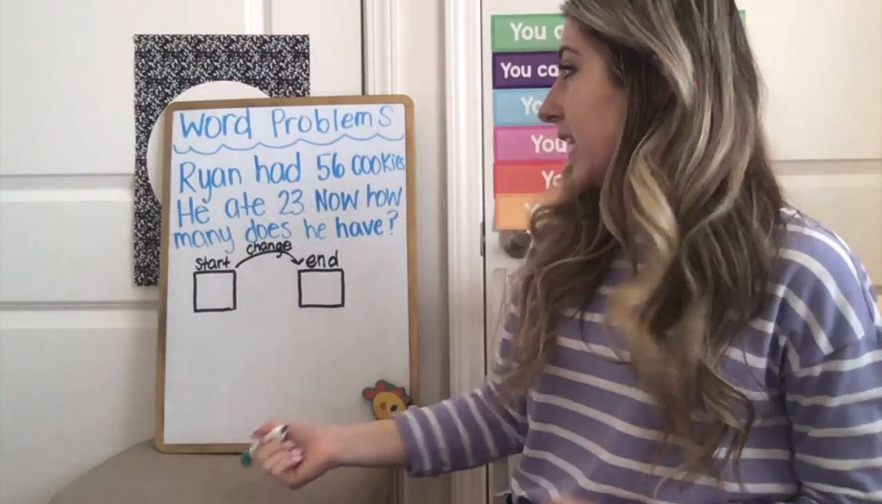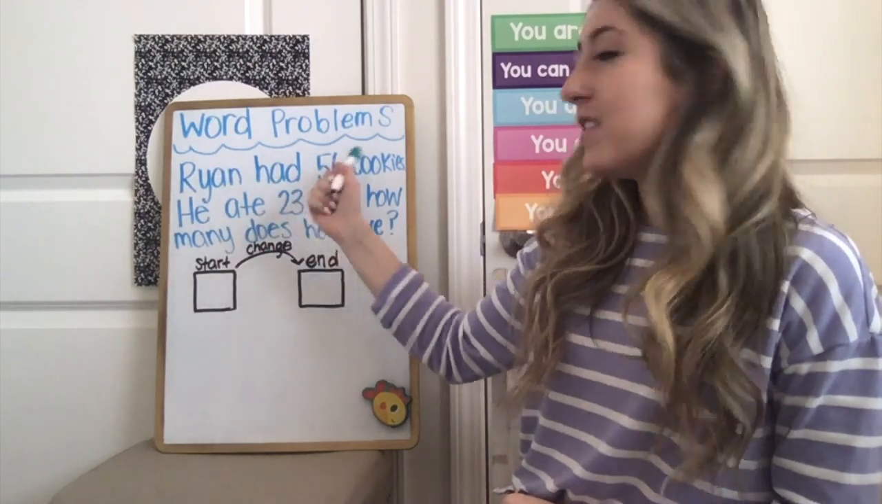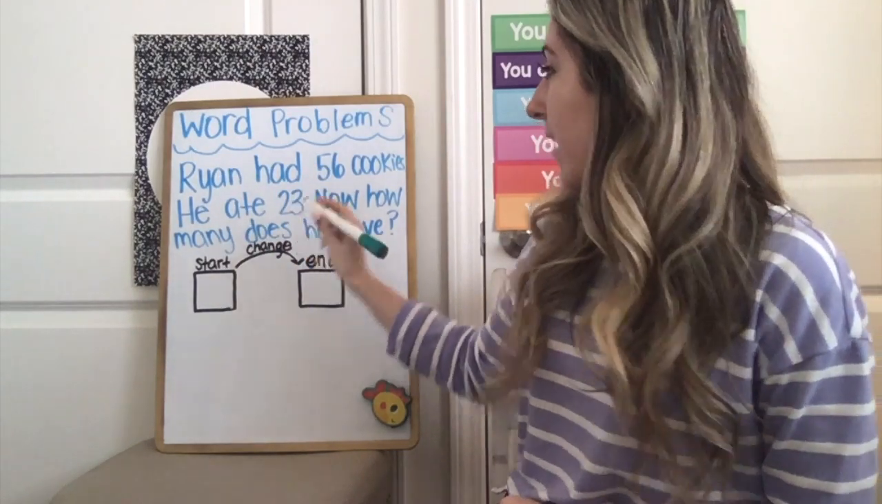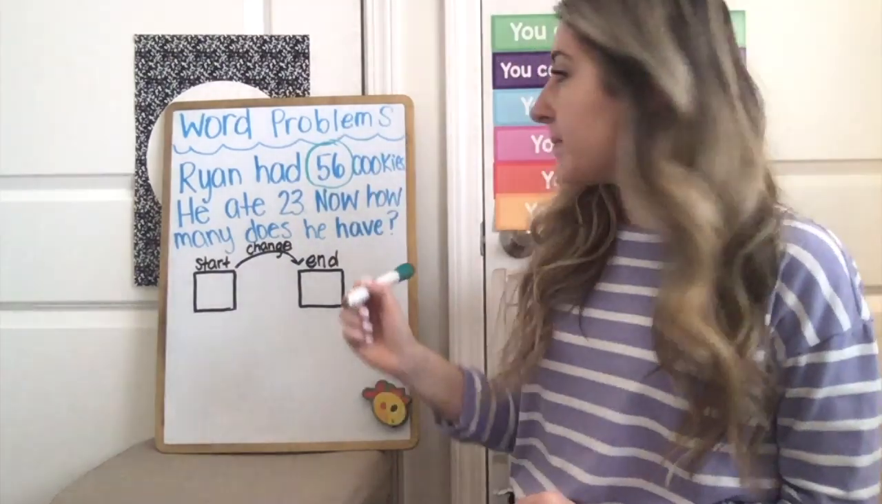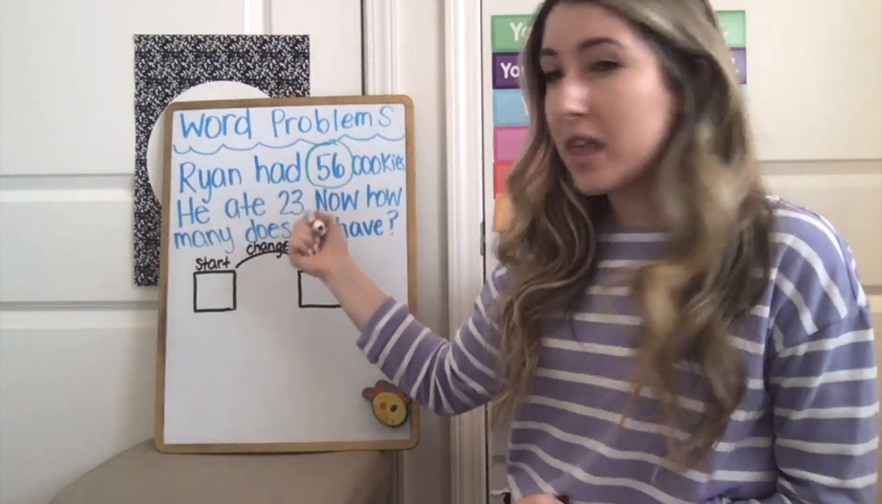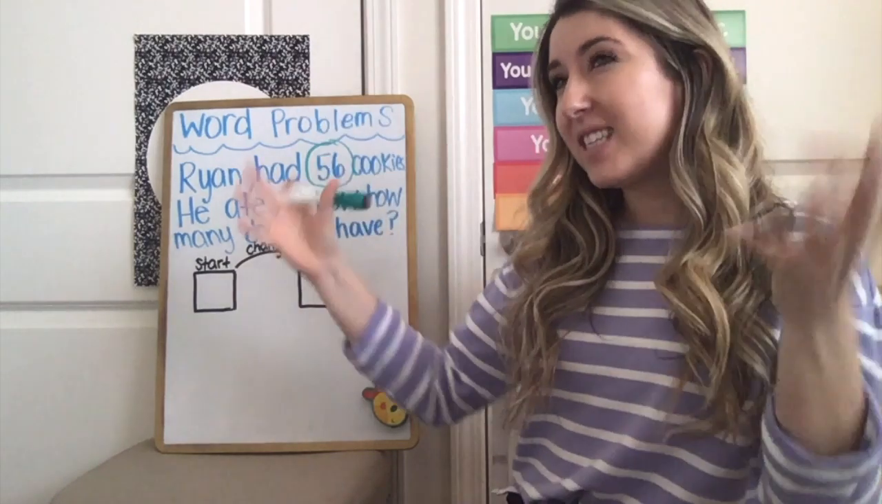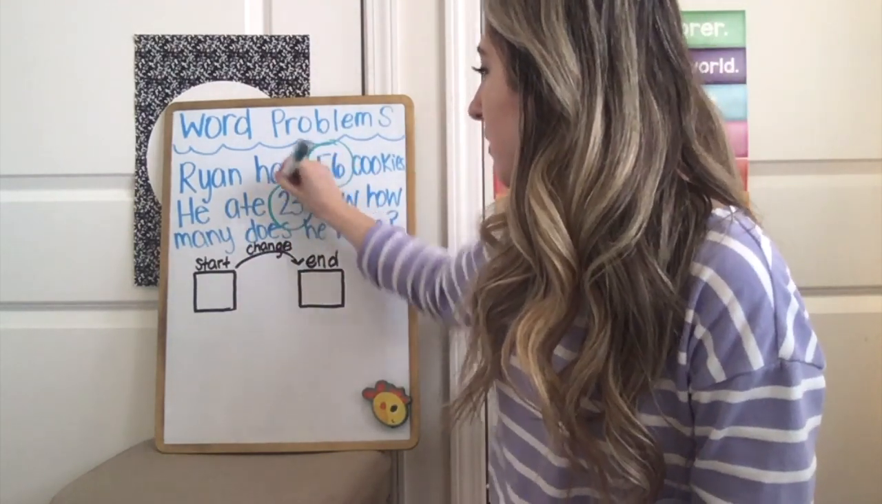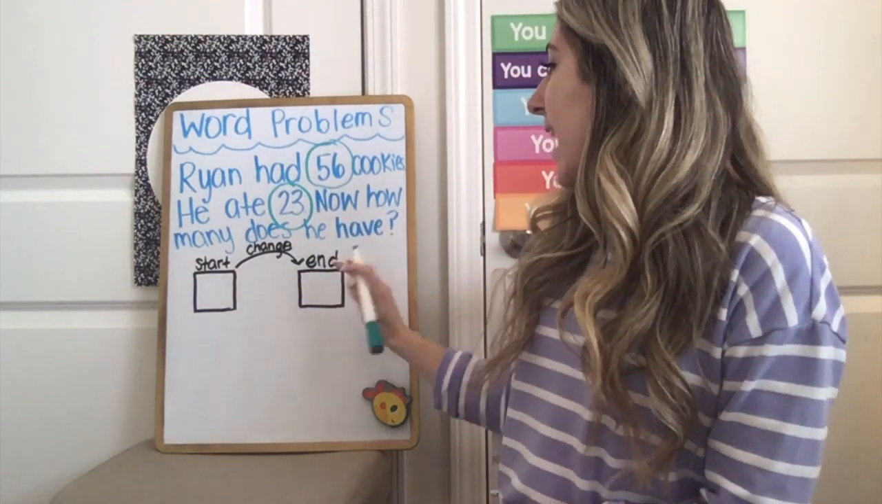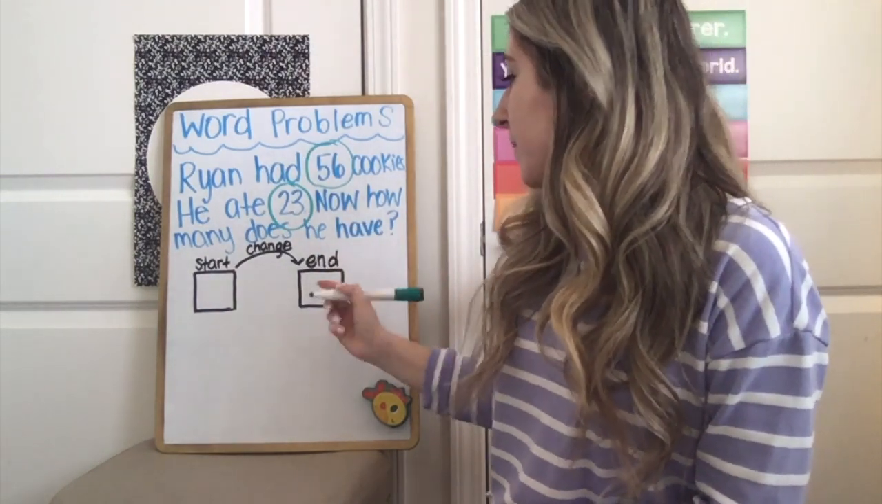So reading my first sentence, Ryan had 56 cookies. Okay, so that's how many he had. He had 56. He ate 23. All right, so he had 56 and he ate 23 of them. So I know these two numbers are going to be really important. Now, how many does he have?